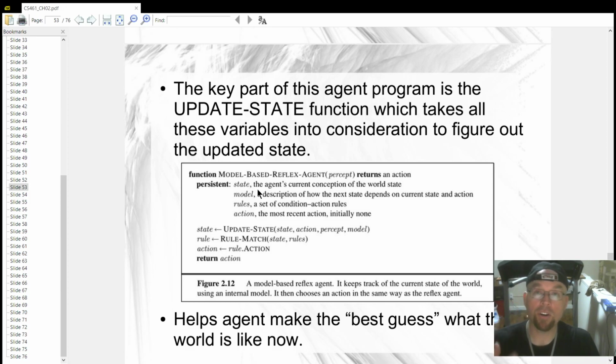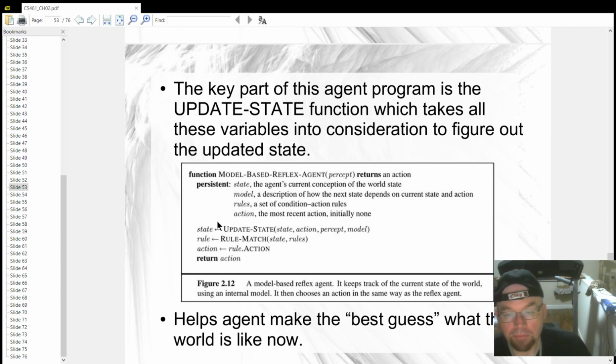State, the agent's current conception of the world state, what it thinks about the world right now, okay? Model, a description of how the next state depends on the current state and action. So those are the physics of the world, how the world could behave based off of how it works without me being involved, without the agent being involved, and how the agent making a decision could impact that world. Okay, so you got your rules, and then the most recent action that has been taken, right?